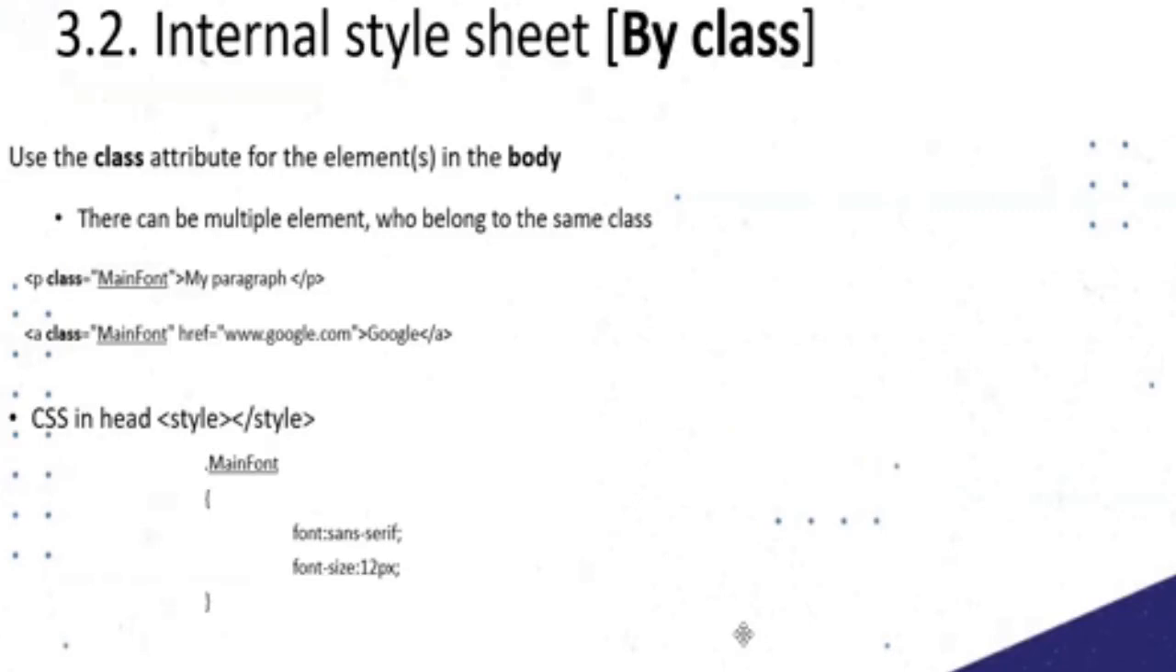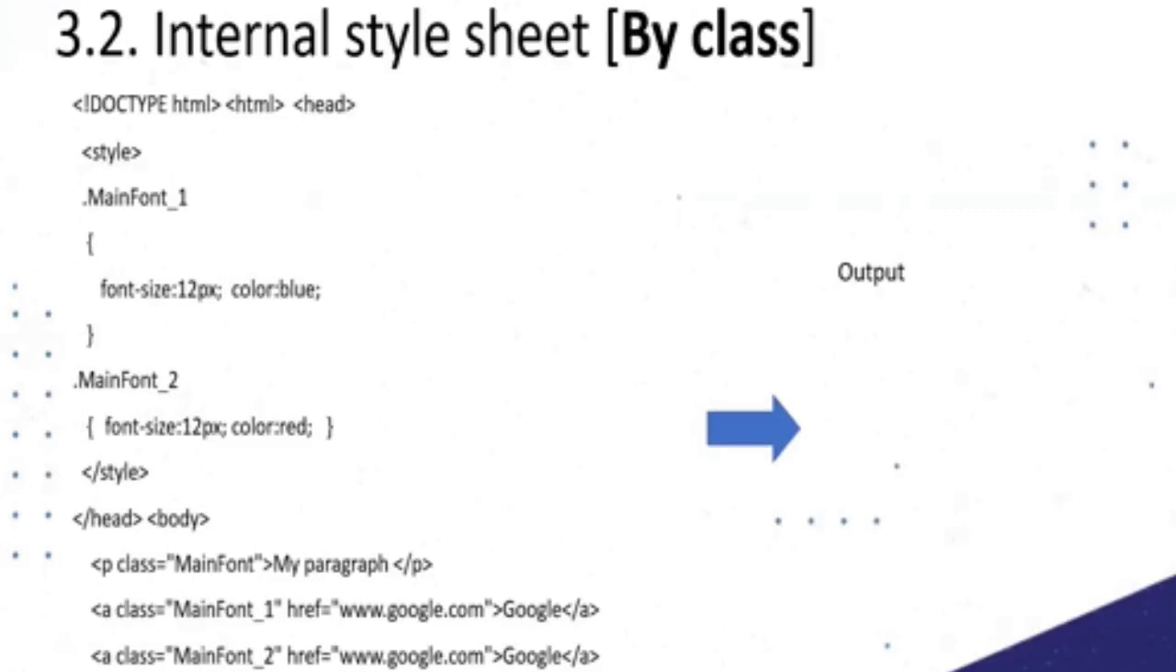Okay. So like I said, there can be multiple elements belonging to the same class, right? Like if you want to have the same style for two elements, like in this example. Now here I have one para and two anchor tags, right? Two anchor tags. Without saying that, can you tell me the output of this one?